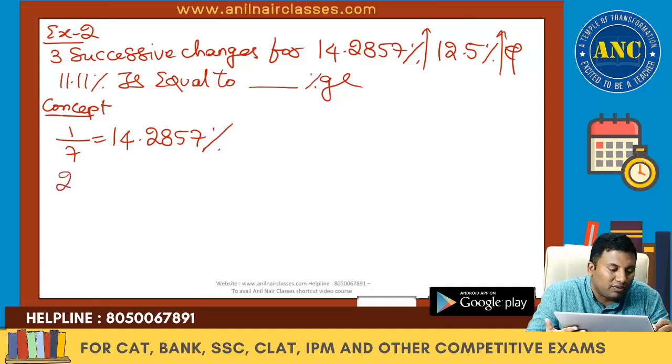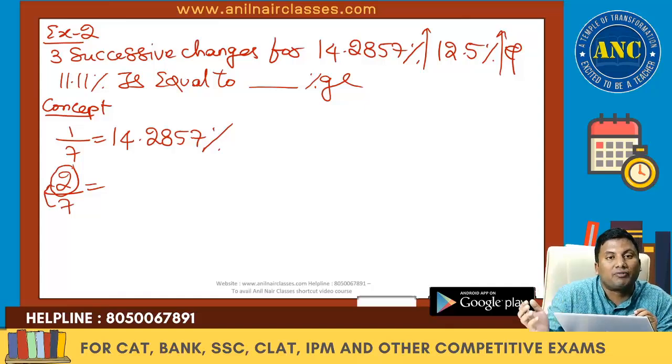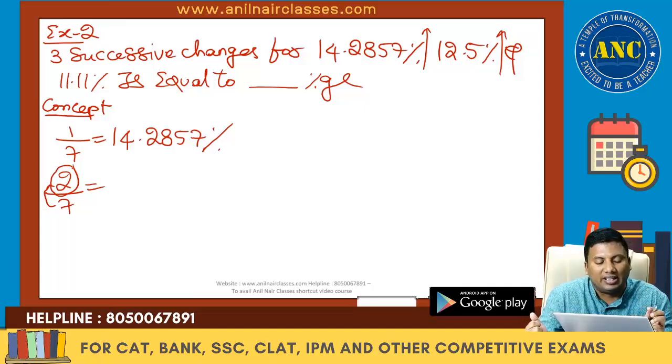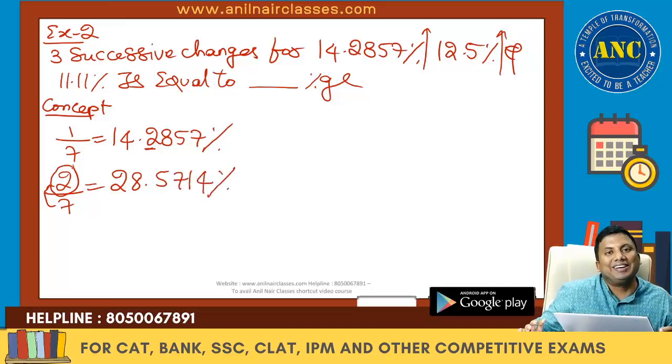14.2857. Suppose I want 2 by 7. Take the numerator 2 and multiply by 10. 2 tens are 20. 7 goes how many times in 20? 7 2s are 14, 7 3s are 21. Maximum 2 times it will go. The digit 2 is present here. Write this digit and the next digit, then a dot, then the remaining digits in serial order. The answer is 28.5714.